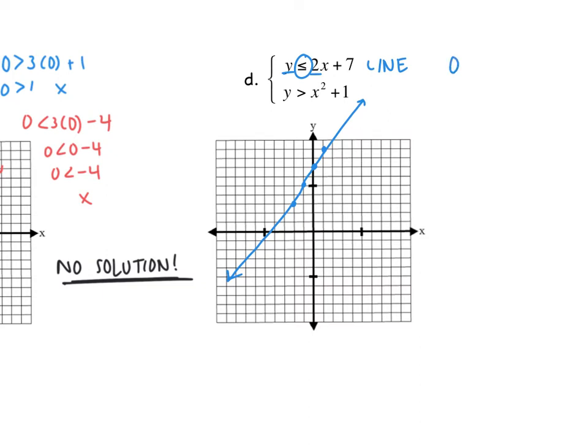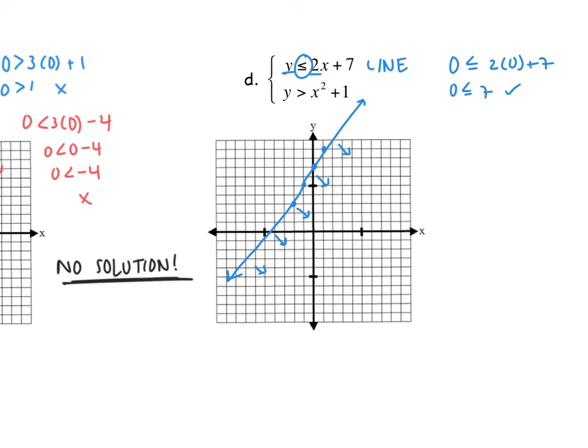When I plug in my test point, I get 0 is less than or equal to 2 times 0 plus 7. So 0 is less than or equal to 7. That is true. So I'm going to shade towards 0, but remember, don't actually shade, just put the arrows. The reason I have you do that is on your test, everything's going to be done in pencil, so you won't have two different colors to differentiate with.